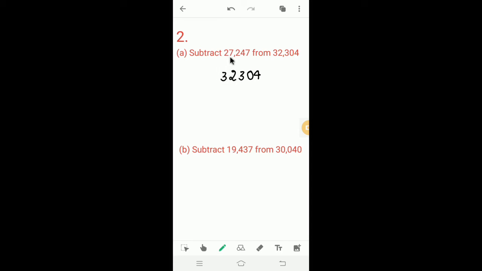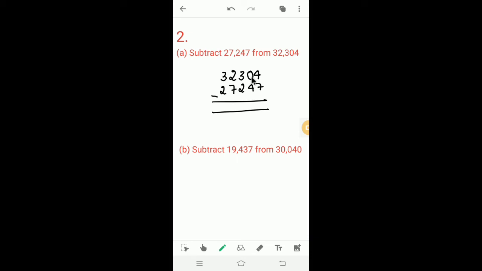Next I will take 27,247. 7, 4, 2, 7, 2. Next I will start subtraction from ones place. 4 minus 7 is possible to subtract? No, it is not possible. So what we have to do? We have to borrow from next number.